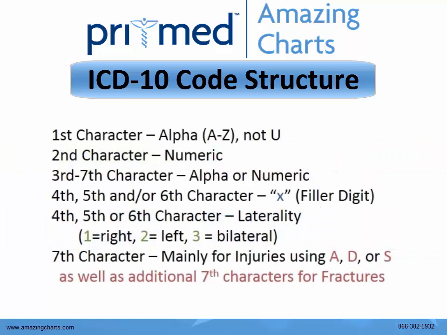When we break it down even further, the first character is always a letter, from A through Z, excluding U. The second character is always numeric. The third through seventh characters will either be a letter or a number. The fourth through sixth characters are used for laterality. They may also contain a filler digit. This is used as a placeholder to allow for future expansion and to fill in any empty characters. The seventh character is used mainly for injuries and denotes the encounter using an A, D, or S. There are also additional characters used for fractures.